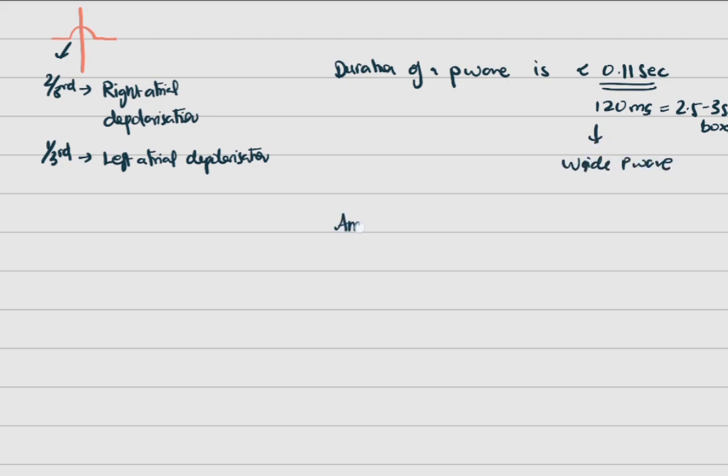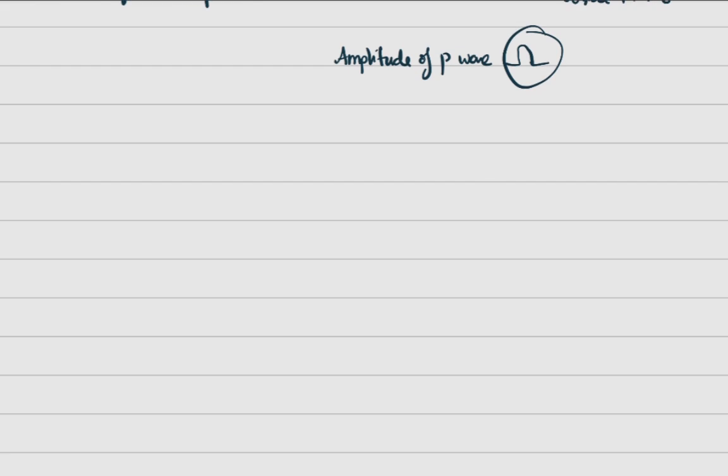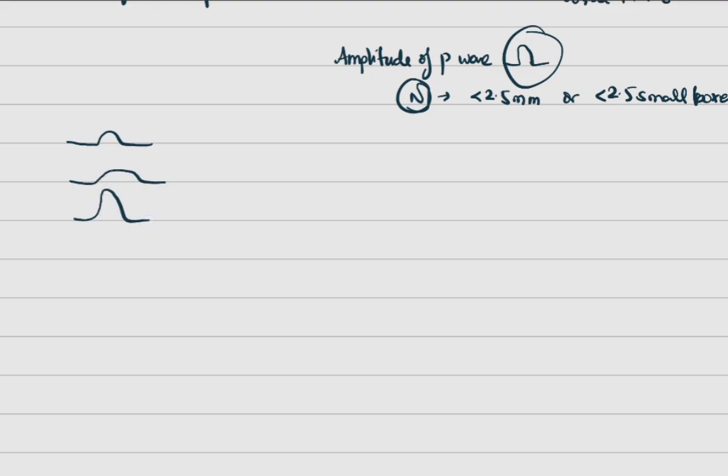And the amplitude of a P wave, that is the height of the P wave, this is a tall P wave. So when do you call this a tall P wave? A normal P wave should be less than 2.5 mm or less than 2.5 small boxes. Anything more than that is called an amplitude elevated or tall P wave. So this is a normal P wave. This is a wide P wave. This is a tall P wave.